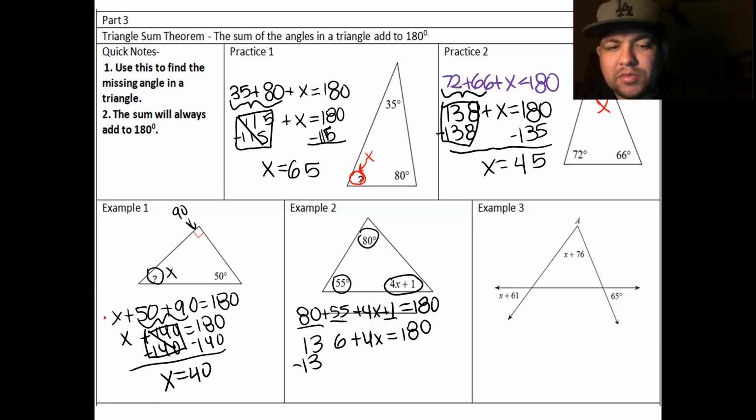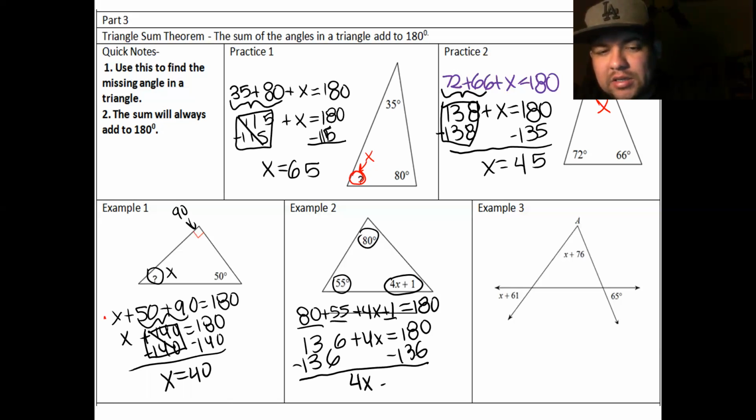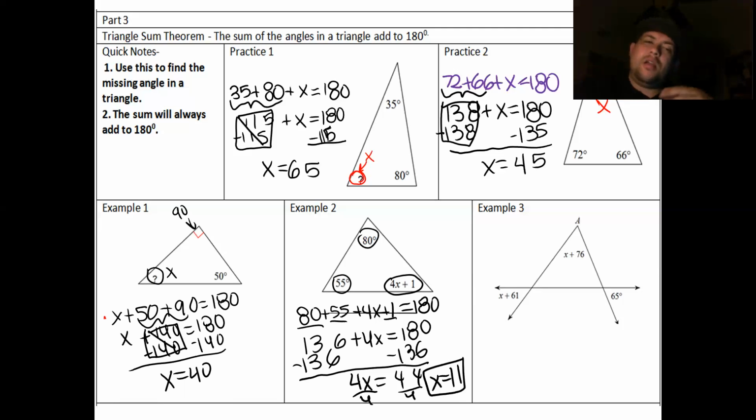I'm going to go ahead and subtract 136 from both sides. I'm left with 4x is equal to 44. I'm going to divide both sides by 4. I'm hoping you guys have a little bit more room, but we're going to get x is equal to 11. It's kind of the most important part right there. Hopefully you guys are able to see that, but good enough. That's what we want to identify.